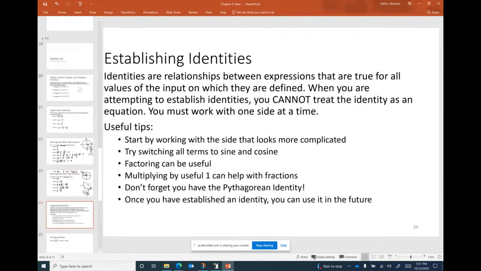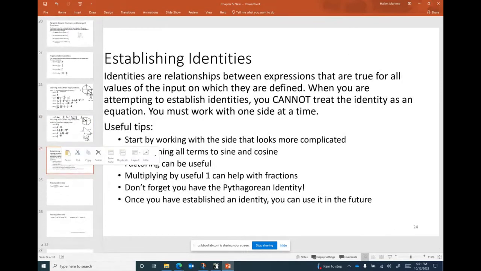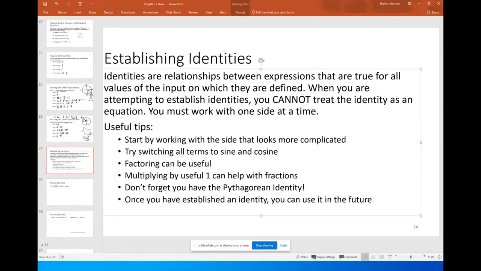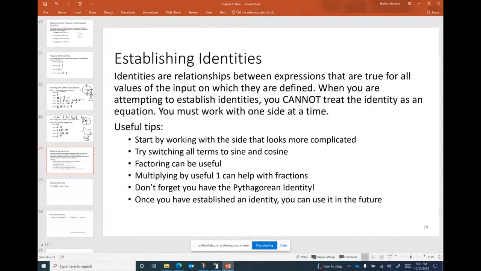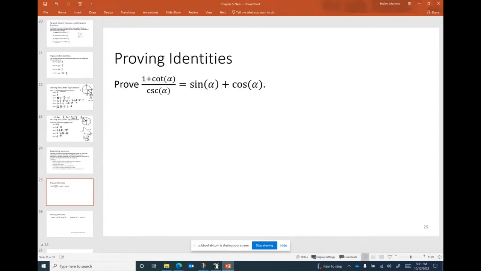So this section also deals with establishing identities or proving identities, right? Or simplifying trigonometric expressions. And let's talk, well, what is an identity? An identity is just an equation that's always true. Here's an example of an identity. It says prove that 1 plus the cotangent of alpha over the cosecant of alpha equals the sine of alpha plus the cosine of alpha.